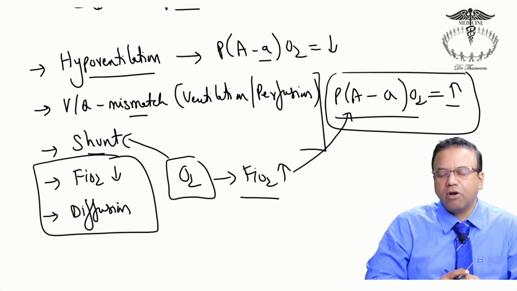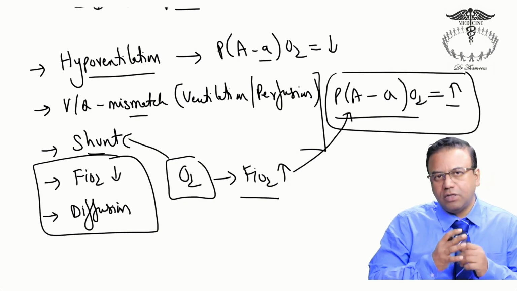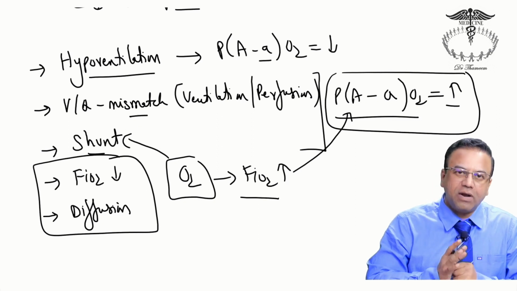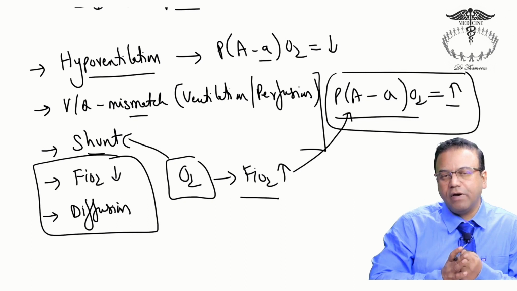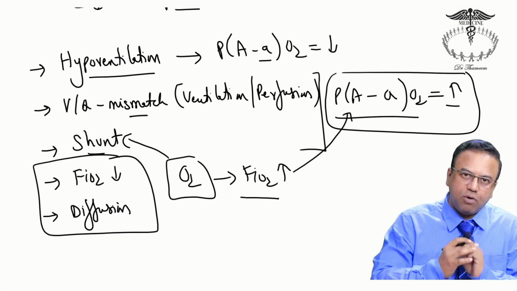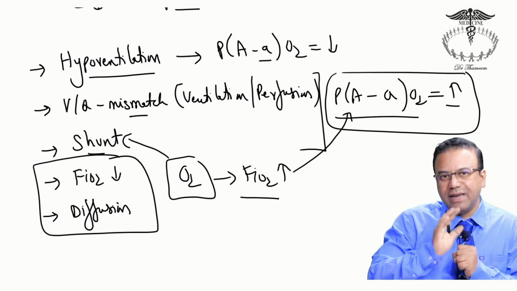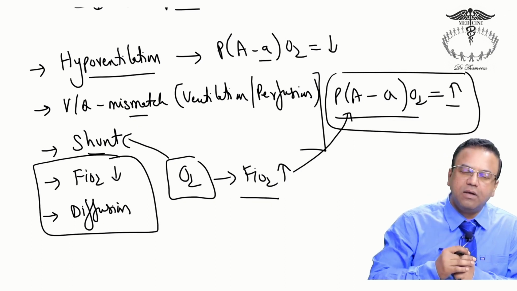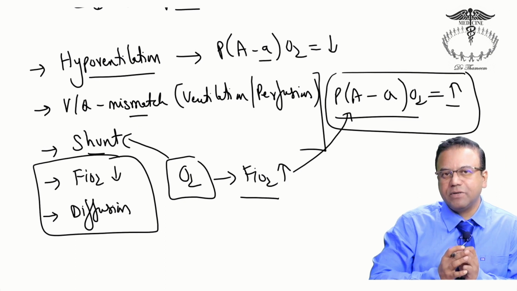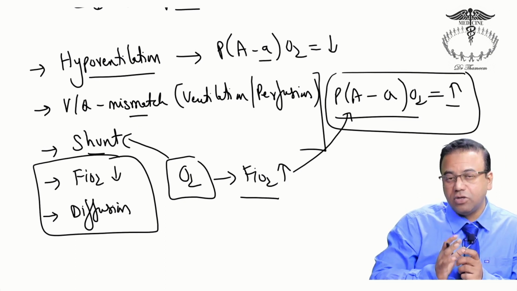In tetralogy of Fallot, the blood that's coming to the right ventricle cannot enter the pulmonary artery because of the infundibular narrowing. That blood, because of the overriding of the aorta, enters the aorta. So blood came to the right heart, in the right ventricle, doesn't enter the pulmonary circuit, bypasses the lung and enters the aorta.